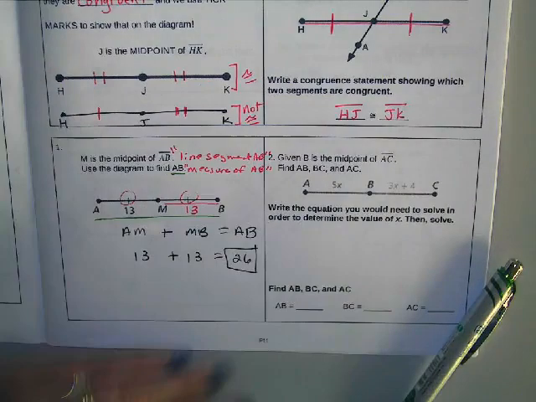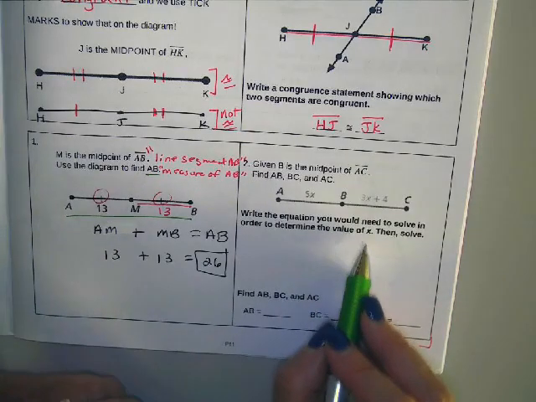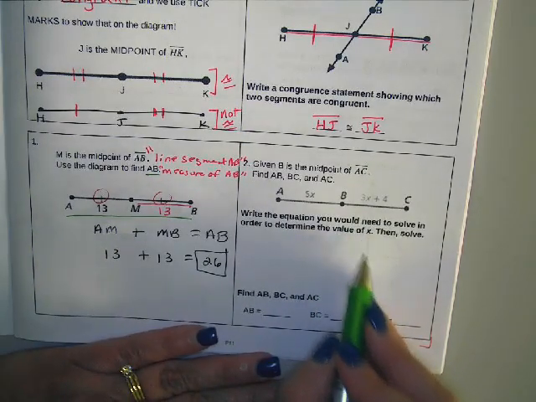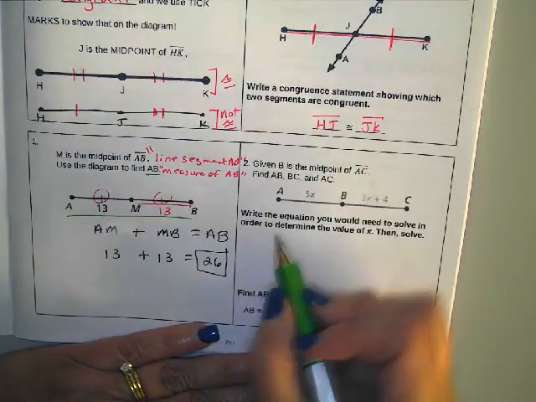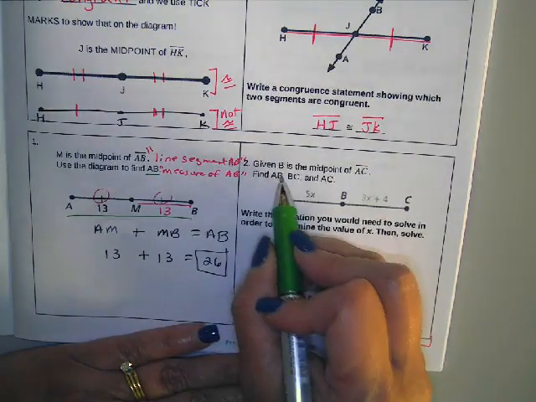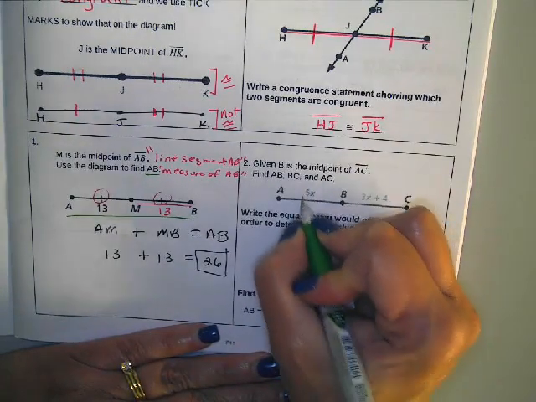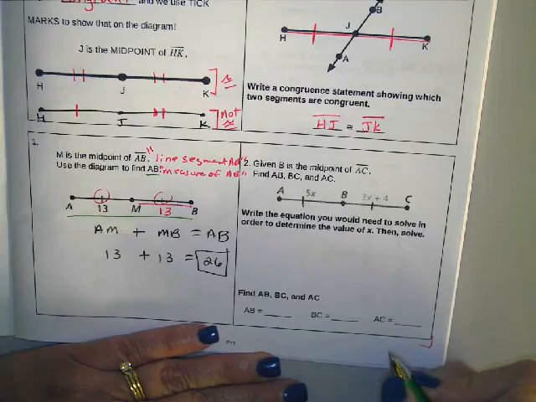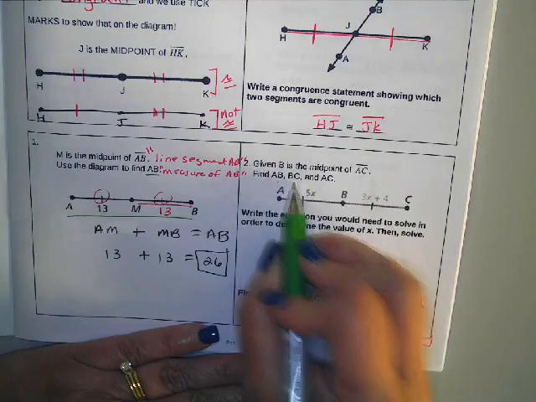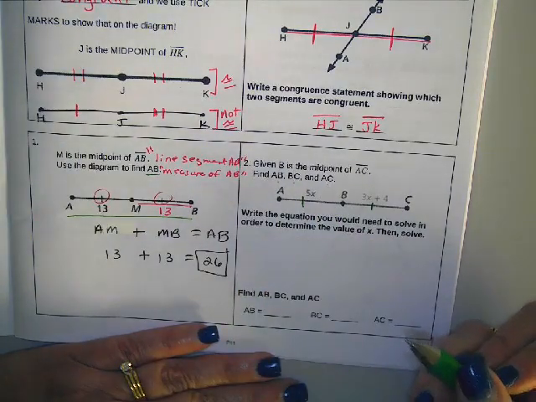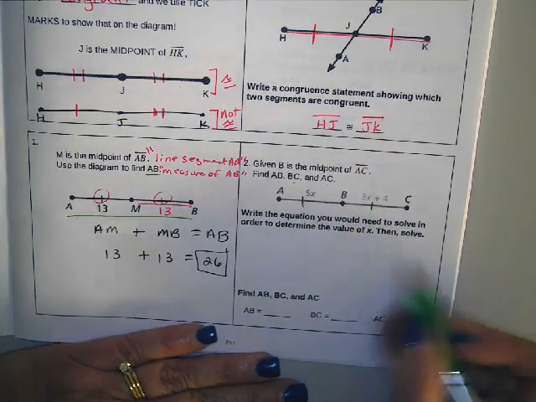Now this next problem is a little trickier because there's an x involved. And so we need to solve for x. Whenever you are asked to solve for x, you have to set up an equation. There has to be an equal sign so that we can solve. So let's read what this says. Given B is the midpoint of segment AC. So this is the midpoint. So right away, I would say put some tick marks here to remind yourself that they're the same. They want you to find the measure of segment AB, segment BC, and segment AC, all three. First, we need to write the equation you would need to solve in order to determine the value of x, and then solve the rest of the problem.